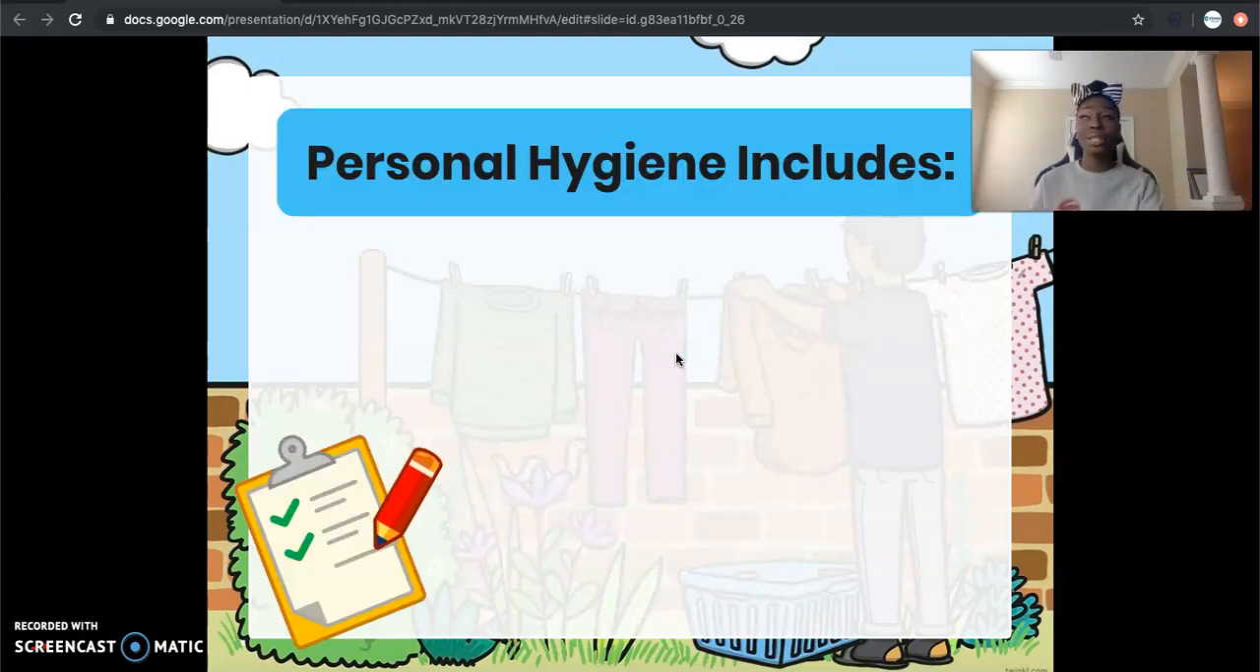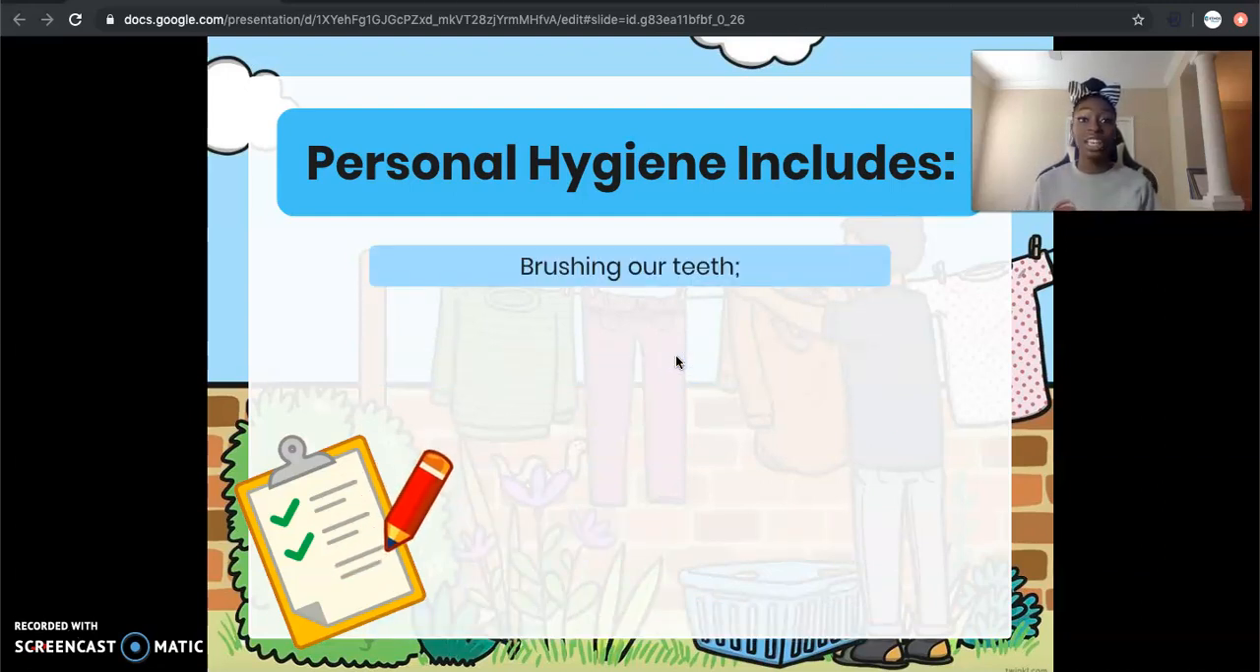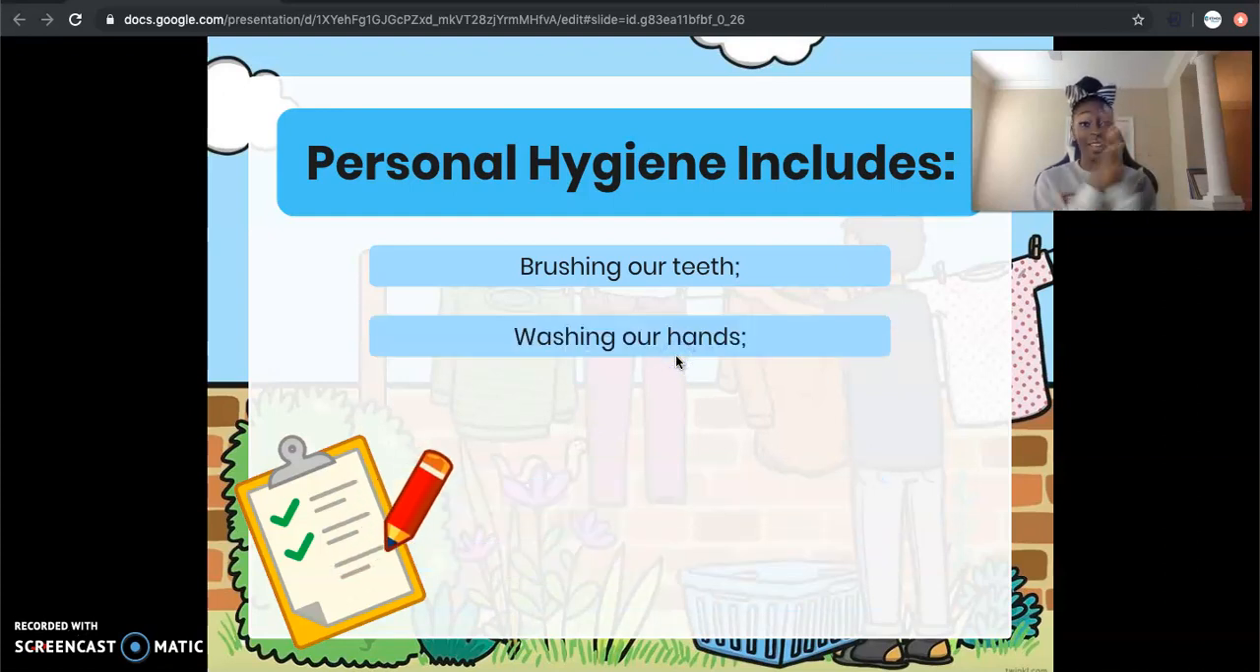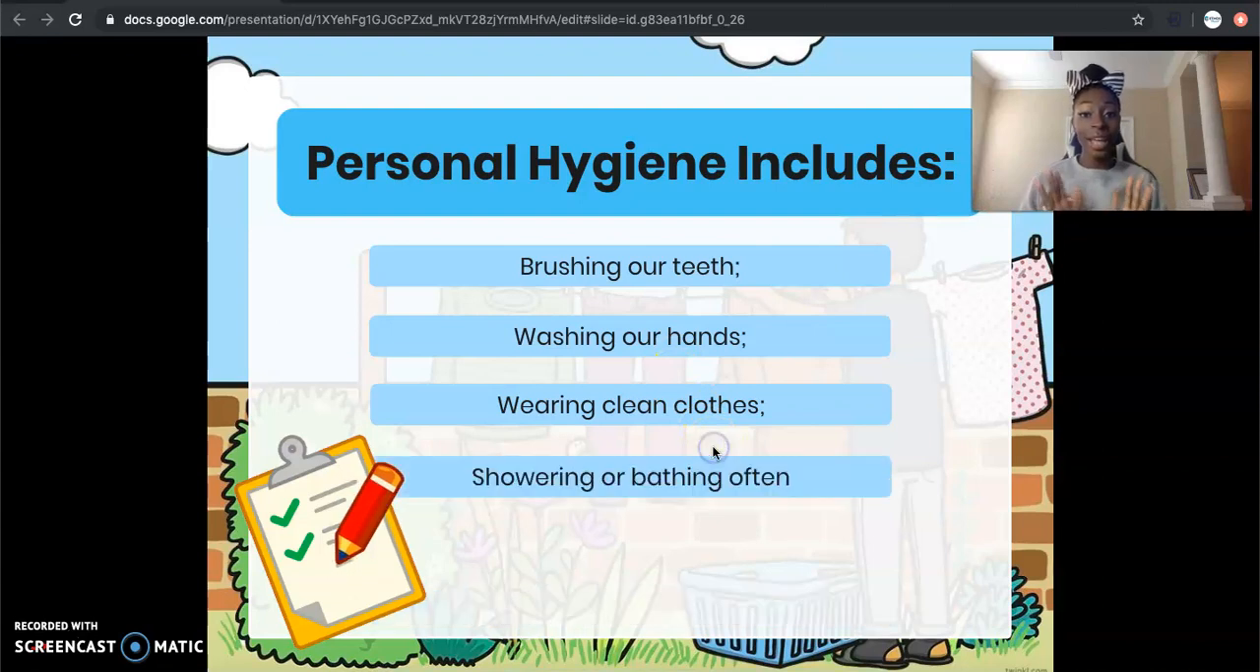So personal hygiene includes so many different things, but in our lesson today, we're going to talk about just 4 of those things. The 4 we're going to talk about is brushing our teeth, washing our hands, wearing clean clothes, and lastly, showering and bathing often. Those are the 4 main personal hygiene practices we're going to talk about in our lesson today.